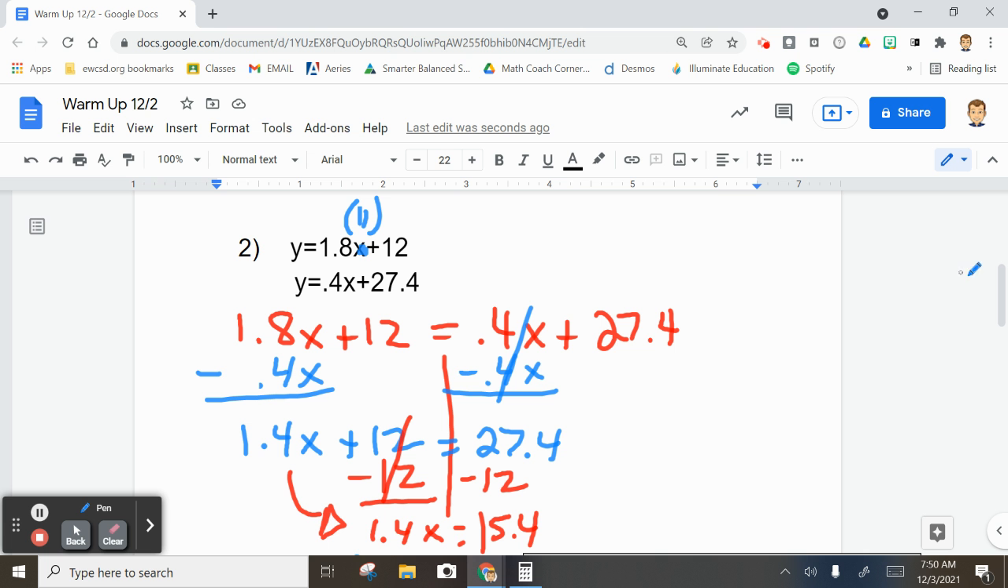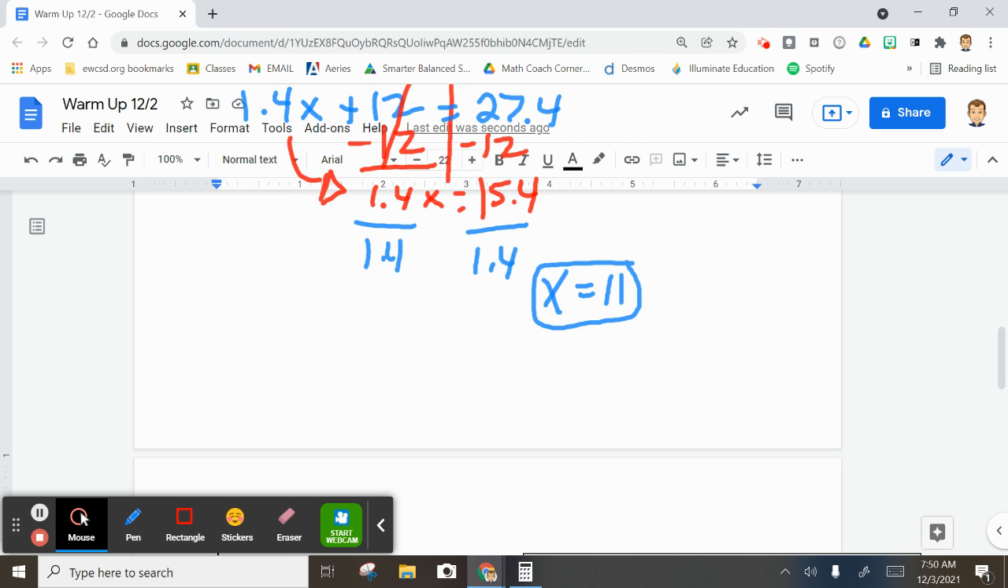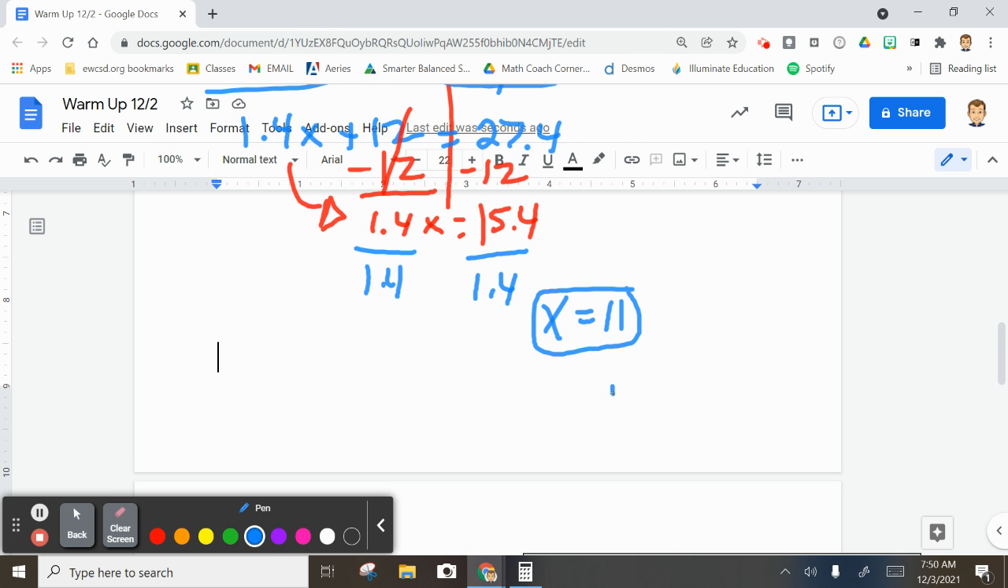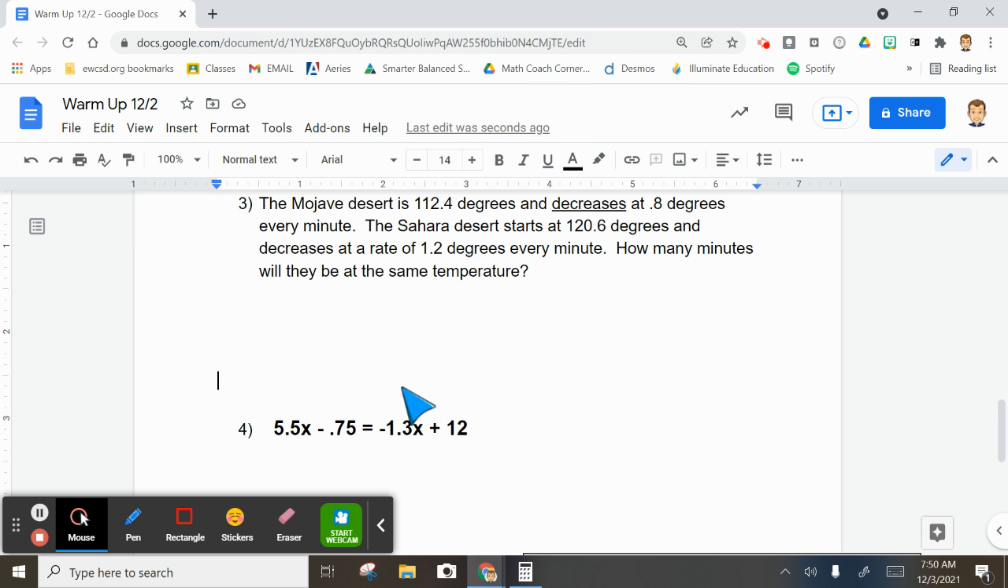So y was, let's go back here, 31.8. All right, no worries, 31.8. Okay. All right, now let's get into the word problem. Let's see if you can handle this. I know it's different on your page.